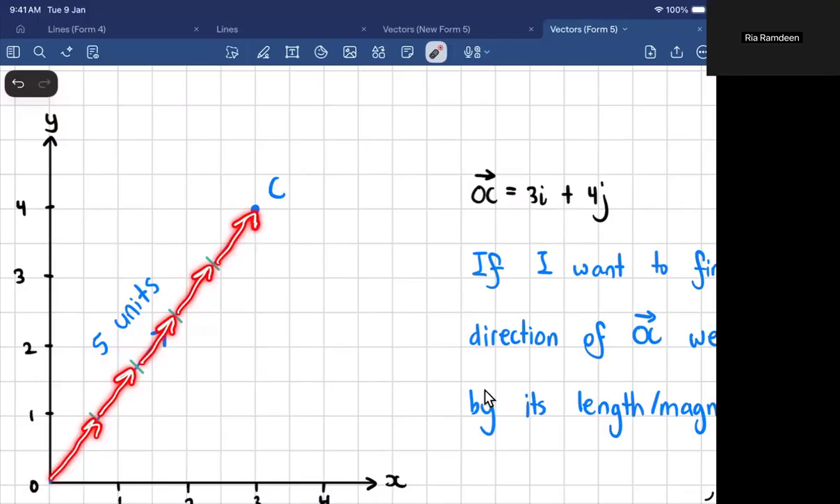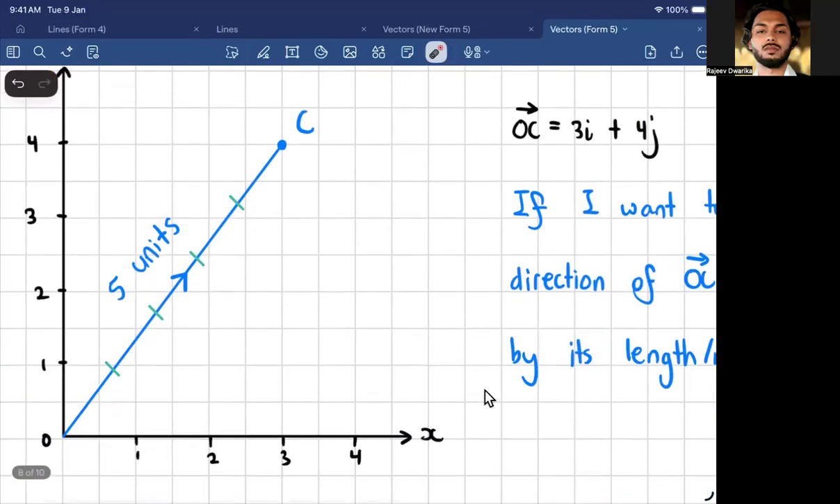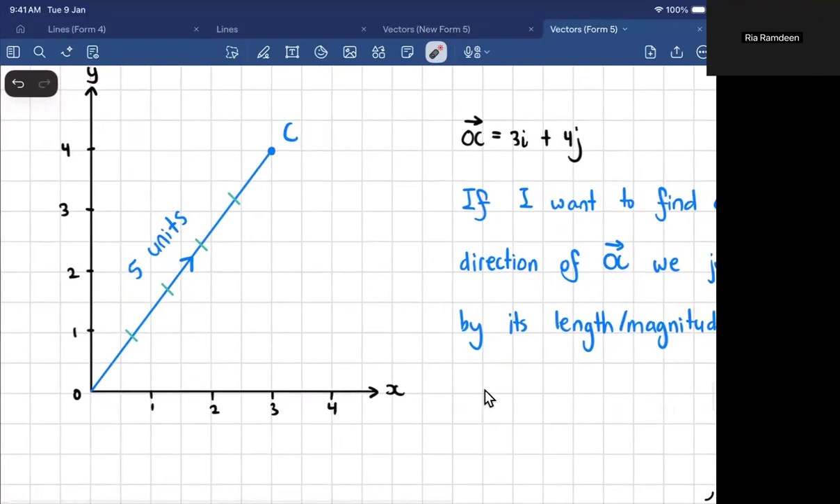Yeah, it makes sense. Okay, so let's look at the formula now. The formula says we are going to take the vector and divide it by the size or the length. Isn't that what we're doing here? And isn't that what you just told me? Yeah.